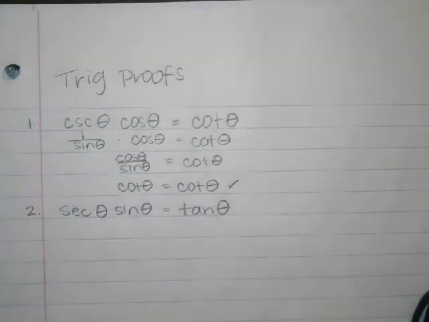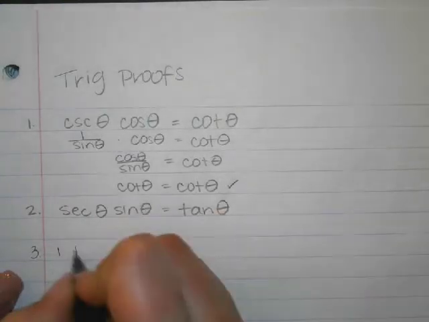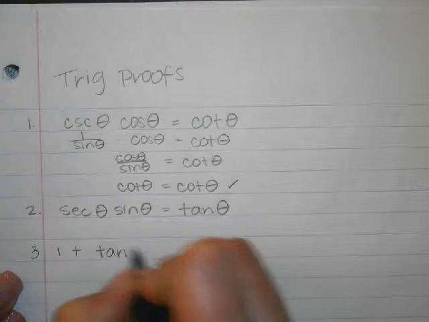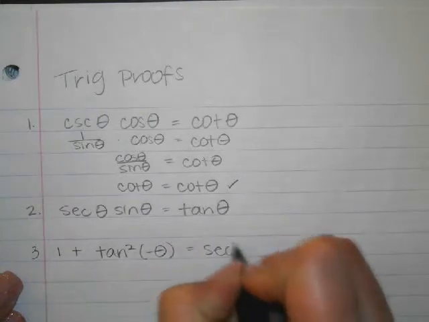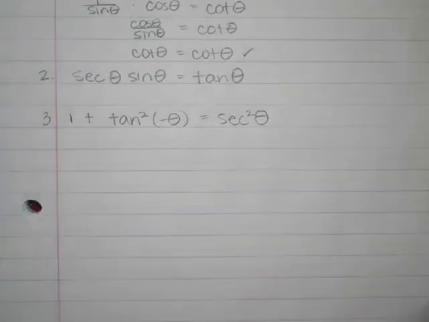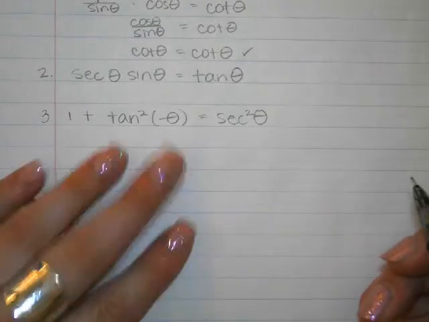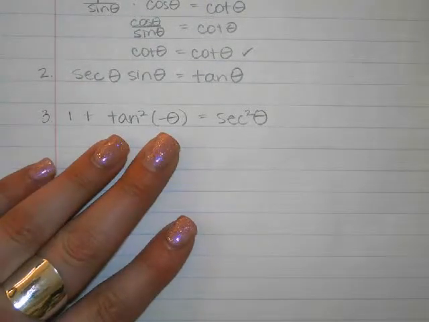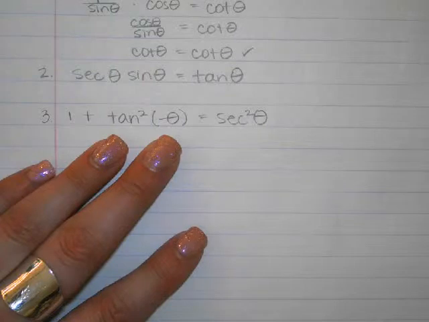All right, so number 3 says 1 plus tan squared of negative theta equals secant squared theta. So when I look at this, I'm a little bit tempted to look at the Pythagorean identities, but it does not match up perfectly. You guys see that?